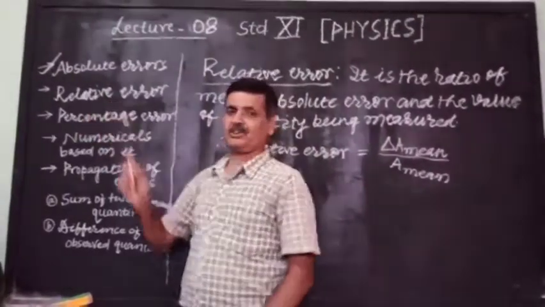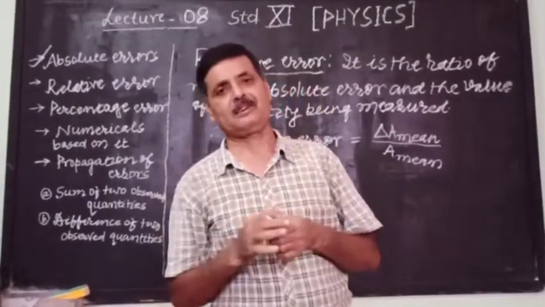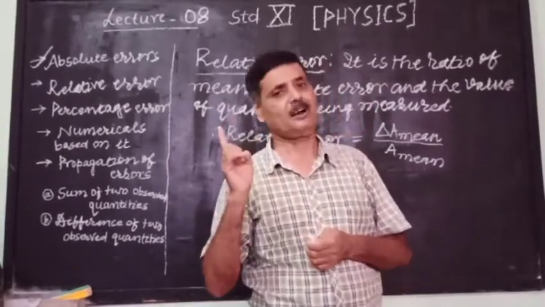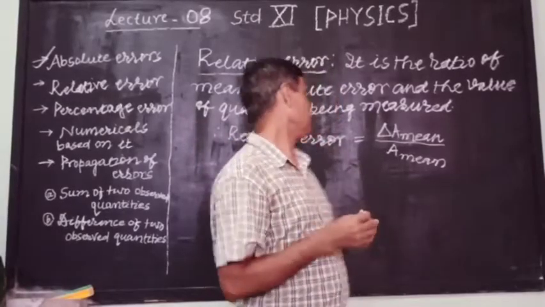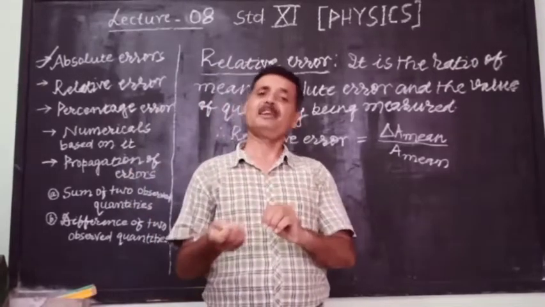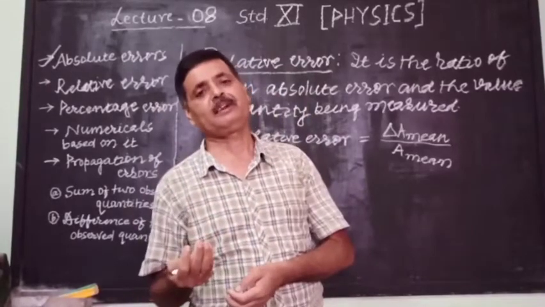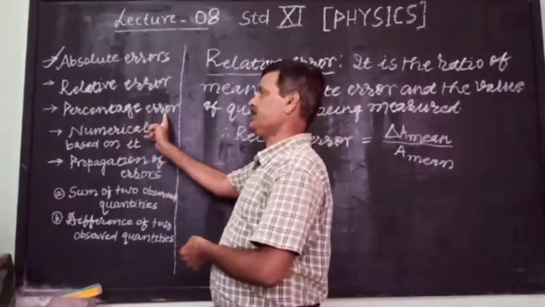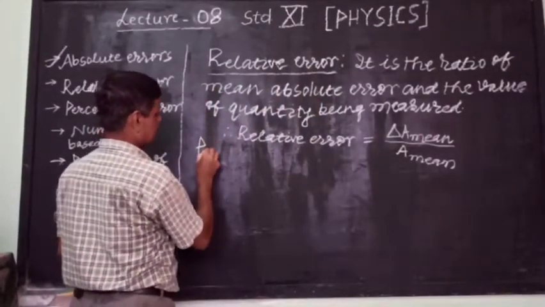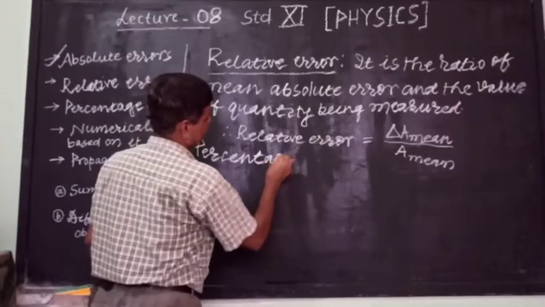And next is your percentage error. So what do we mean by percentage error? How can we calculate percentage? Percent is the term related to 100, per 100. If the value of relative error is given and it is multiplied by 100, we can easily calculate the percentage error. So we can write percentage error.